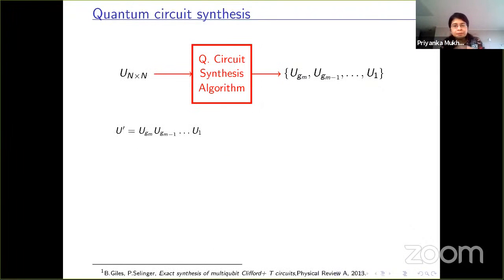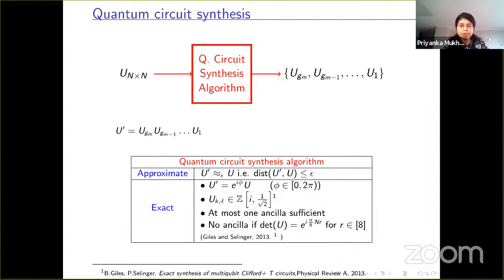Now, suppose this is the decomposition from a quantum circuit synthesis algorithm, and U dash is the unitary which is actually implemented by the gates in the decomposition. That is, U dash is the product of the gates which we obtain from this decomposition. Then depending upon U dash, there are two kinds of quantum circuit synthesis algorithm. One is an approximate synthesis algorithm, where U dash is not exactly equal to U, but it's close to U, like the distance between U dash and U is at most some epsilon. And then we have exact synthesis algorithm, where U dash is equal to U up to some global phase.